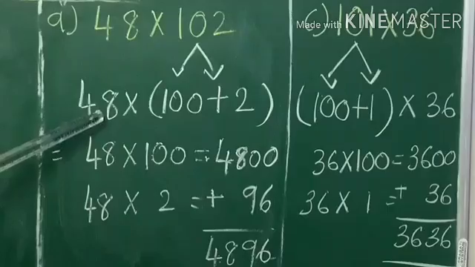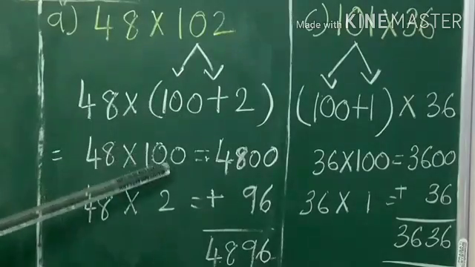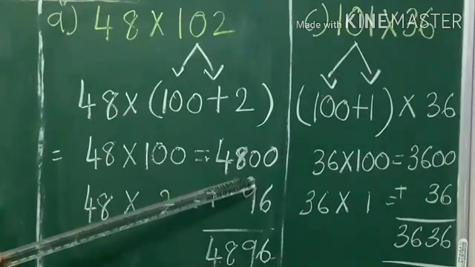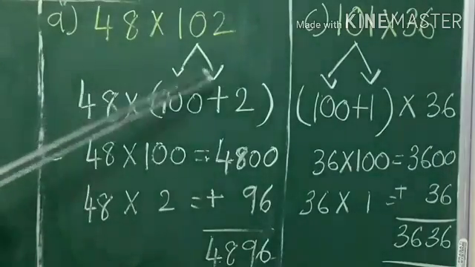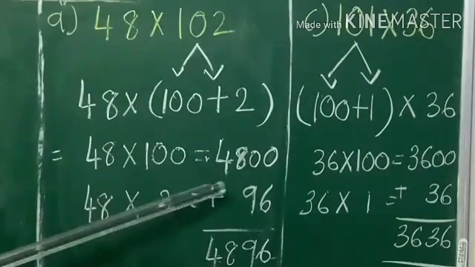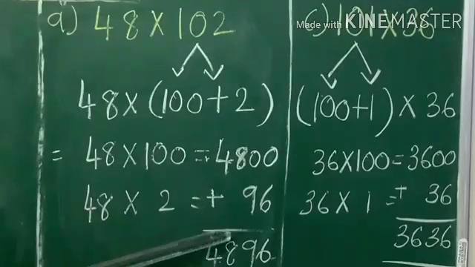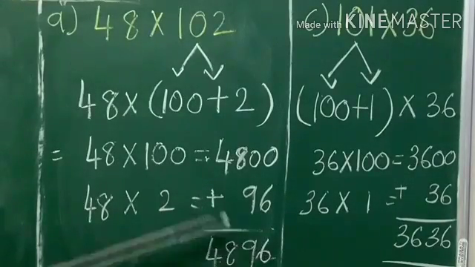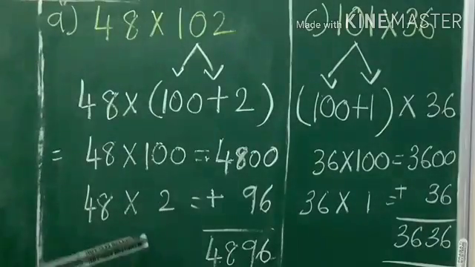Okay, first you have to multiply 48 with 100. 48 into 100 equals 4800. Next, 48 into 2 equals 96. Now you have to add both. What is it? 4896. Okay, this was the easiest method to avoid regrouping, children.